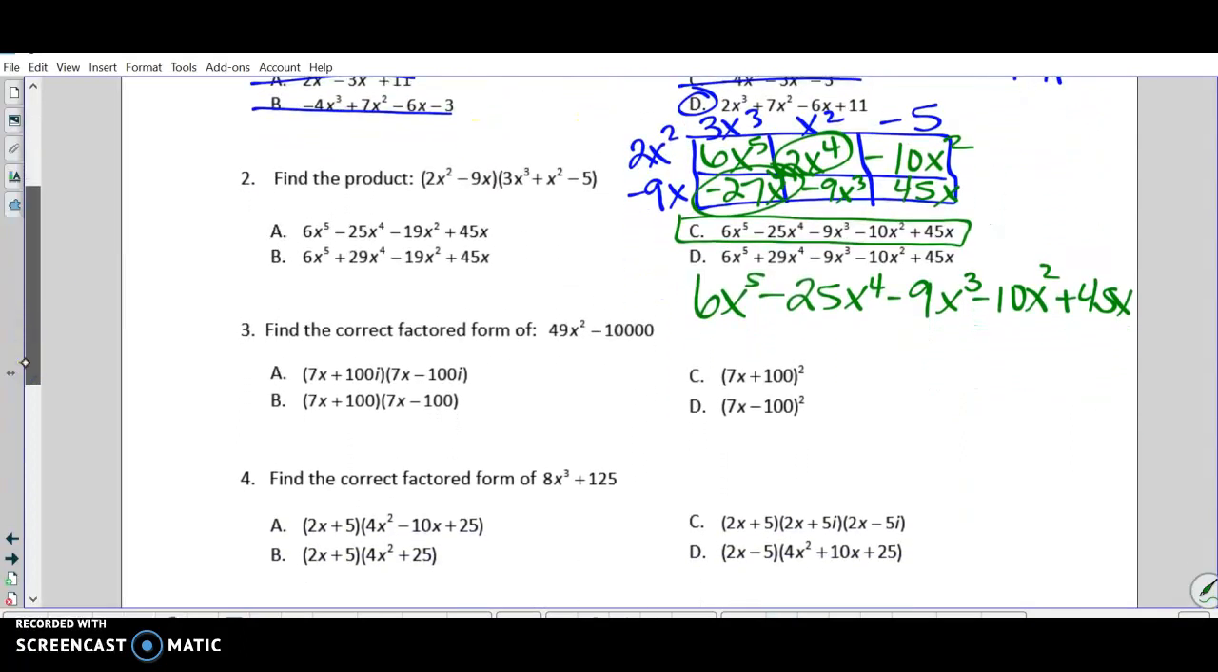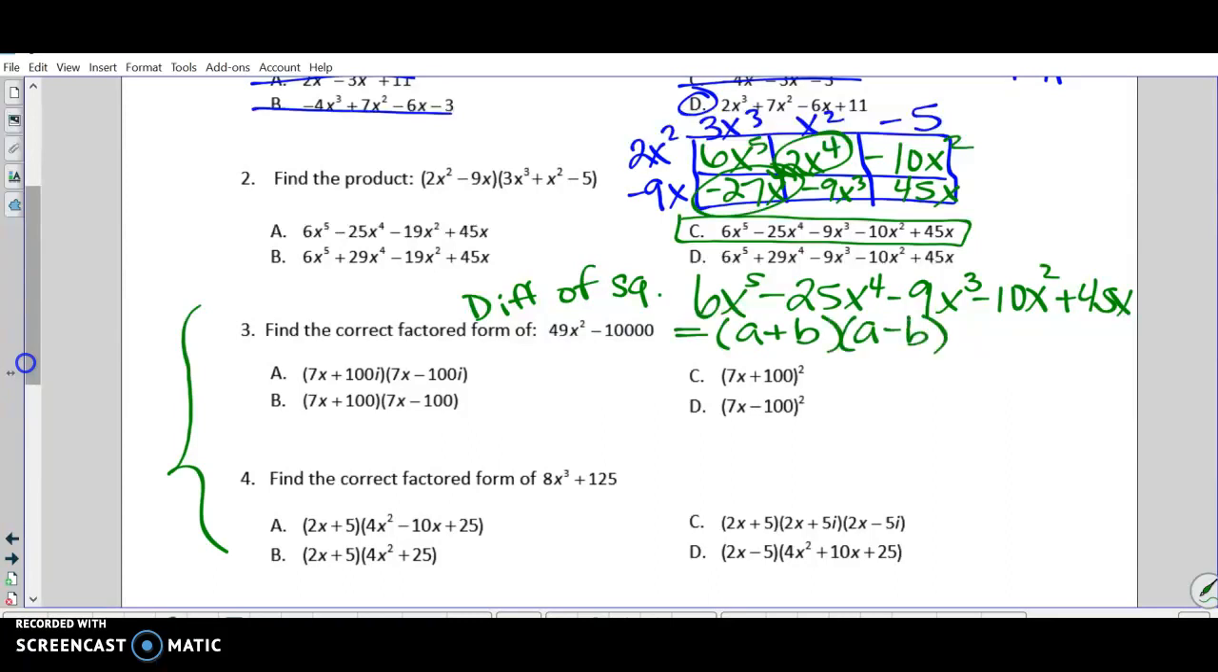Moving on, find the correct factored form. These are our identities. So the next two, we're using identities. This is my difference of squares. So you have your identity sheet in the back, but I've got the left side. I'm trying to find a plus b times a minus b.